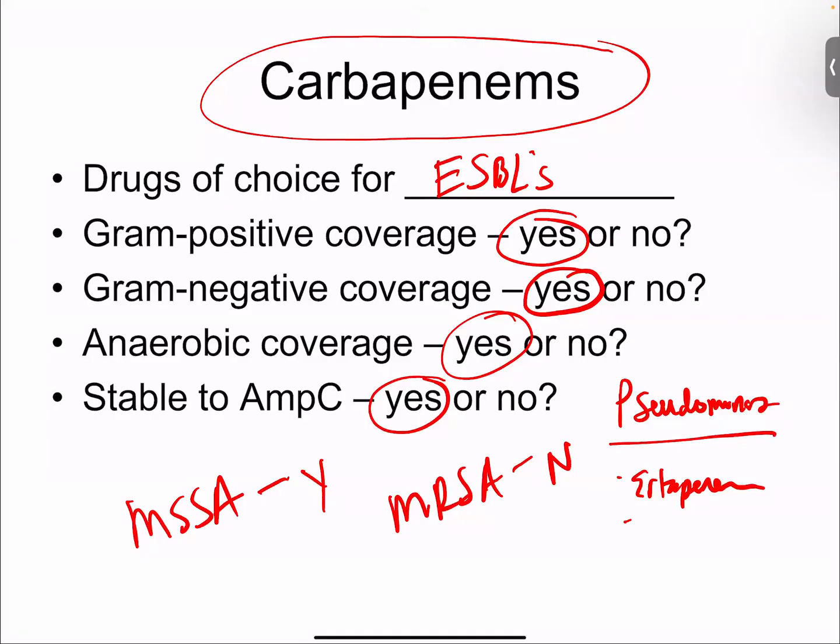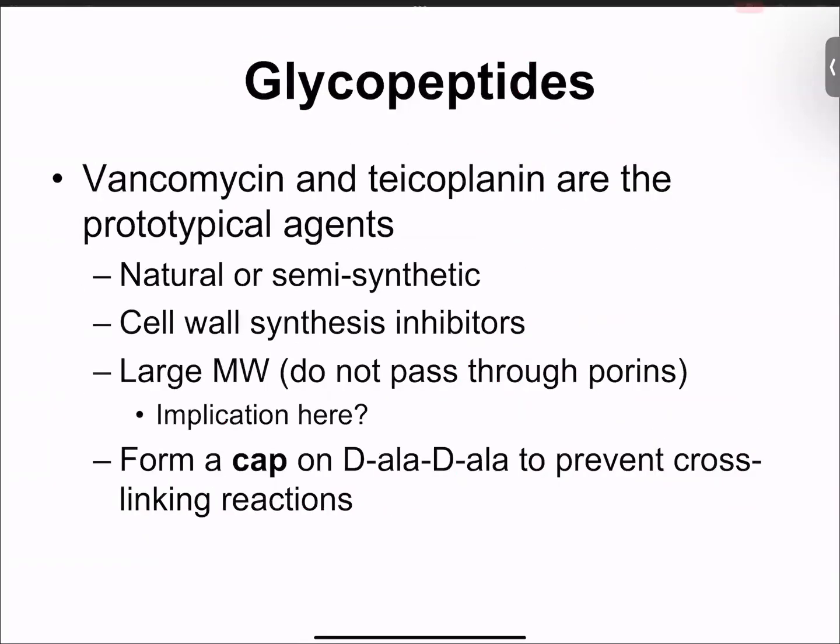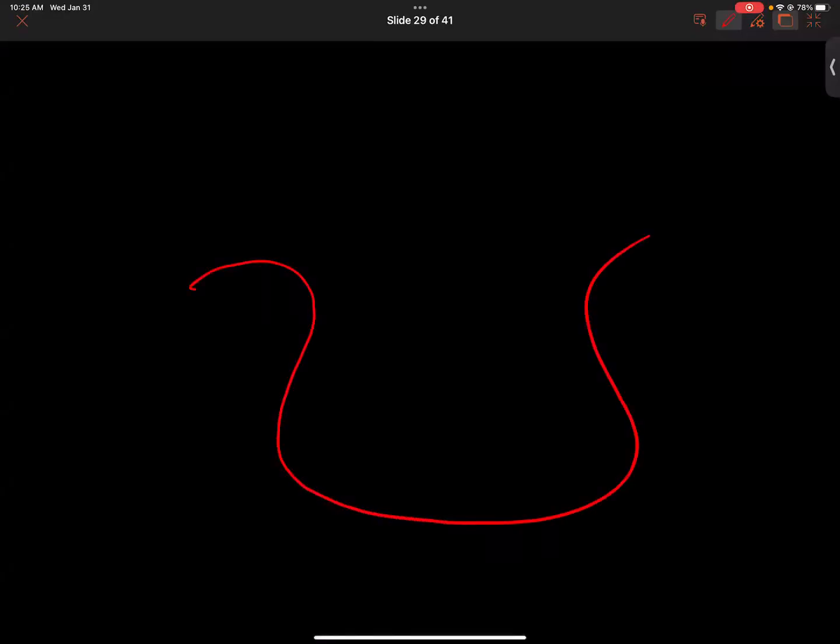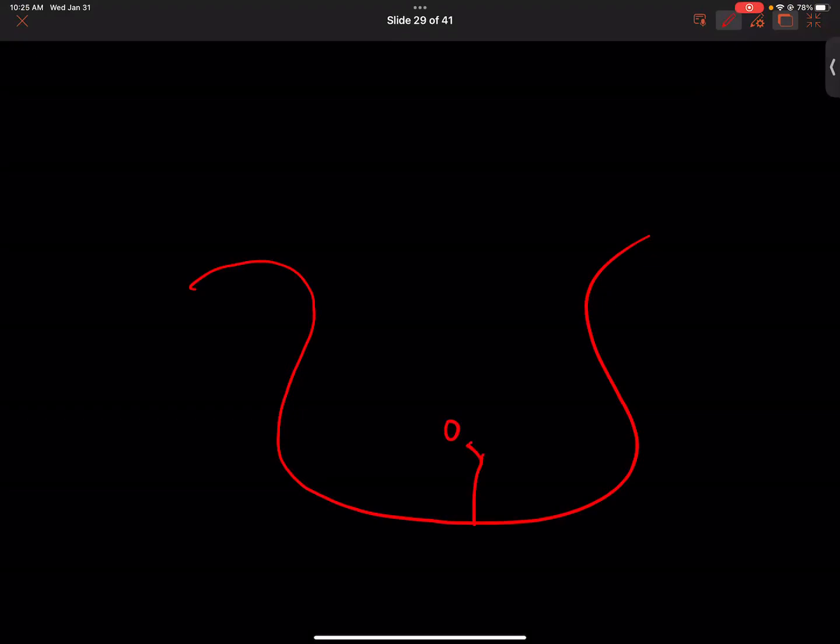Geez, do I do this or not? I'm talking to myself. Don't mind me. I'm answering myself too. Oh, that looks terrible. We're going to start over.